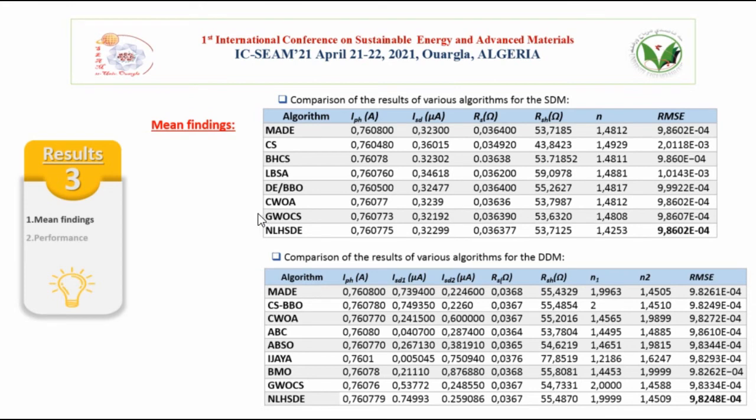As a result, we found these parameters for the single diode model, and we can notice that the RMSE is the best among these compared algorithms. For the double diode model as well, we have the best RMSE and the corresponding 7 parameters.